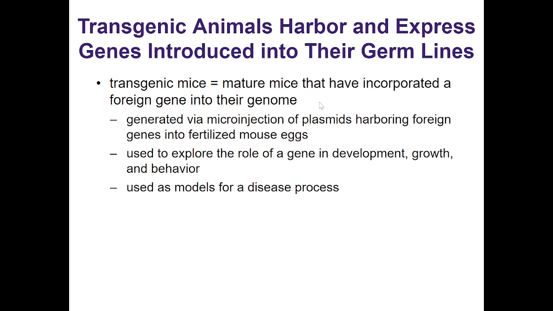So the transgenic animals harbor and express genes introduced into their germlines. The transgenic mice, for example, are mature mice that will have incorporated a foreign gene into their genome. They're generated via microinjection of plasmids that harbor that foreign gene into the fertilized mouse eggs. There are actually designer mice that exhibit human proteins, so that you can test interactions with human proteins in them. They're used to explore the role of genes in development, growth, behavior. They can be used as models for disease processes. These are that same type of mice that we use a lot as models for infections with diseases and stuff. Okay?